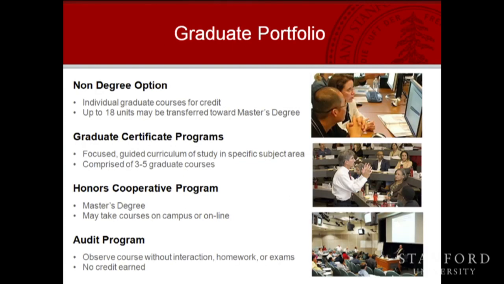So to get a little bit more detailed about our graduate portfolio, there are several different ways that you can engage. The first one is through individual courses, and we call that the non-degree option. You can enroll in a course for credit. You can take classes with online delivery, and 18 units taken through the non-degree option program can be transferred into a master's degree program should you apply to the department and are admitted.